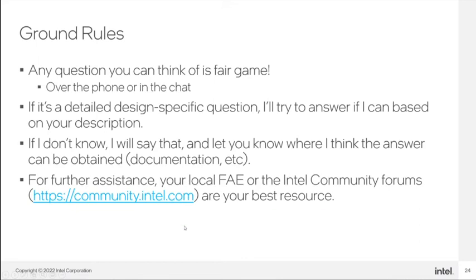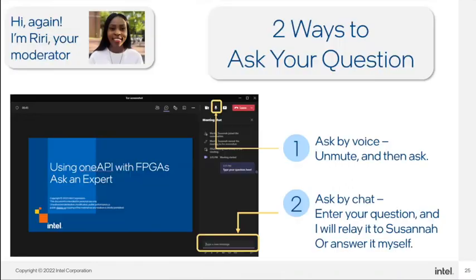But with that, let Riri tell you how to ask a question and get to answering questions. Okay, Riri, do you want to tell them how? Yeah, thank you, Susannah. So, like you mentioned, there are two ways we can ask our questions. First of all, you could unmute yourself and then just ask away, or you could put your questions in the chat window and I will relay to Susannah or answer it myself. We already have some questions in the chat window, so I'll just go ahead and read them right now.